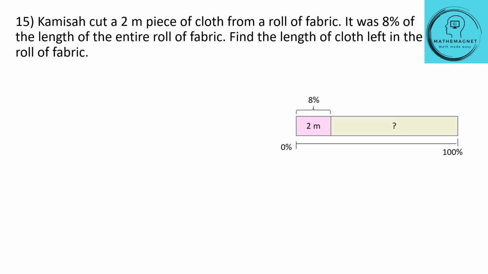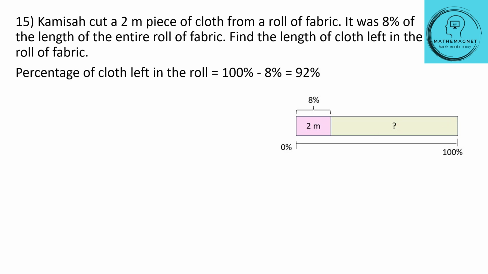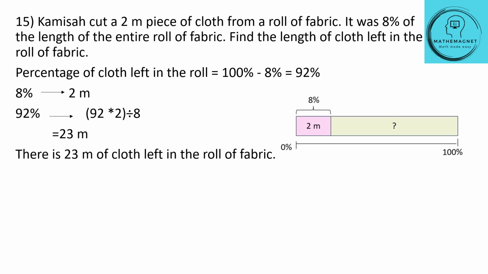So now let's begin by drawing the bar model. Now this is your entire roll of fabric, which is 100%. Okay, and then she has cut 8% of it from it, and that is 2 meters. Now they asked how much cloth is left in the roll of fabric. So that becomes your remaining percent. So the percentage of cloth left in the roll will be equal to 100% minus 8%, which is equal to 92%. Now 8% is 2 meters, so 92% will be 92 into 2 divided by 8, which is equal to 23 meters. So she had 23 meters of cloth left in the roll of fabric.